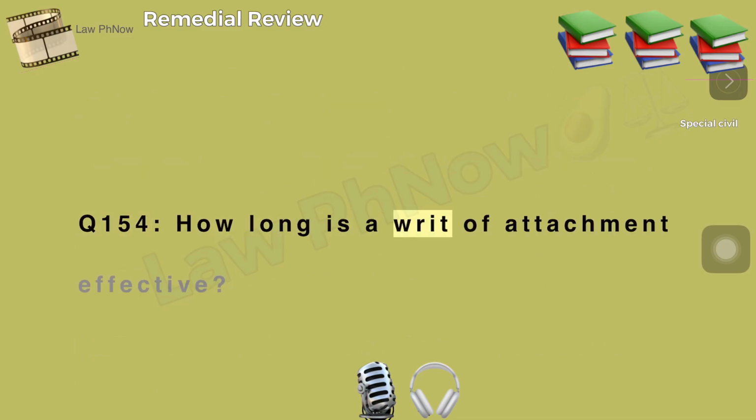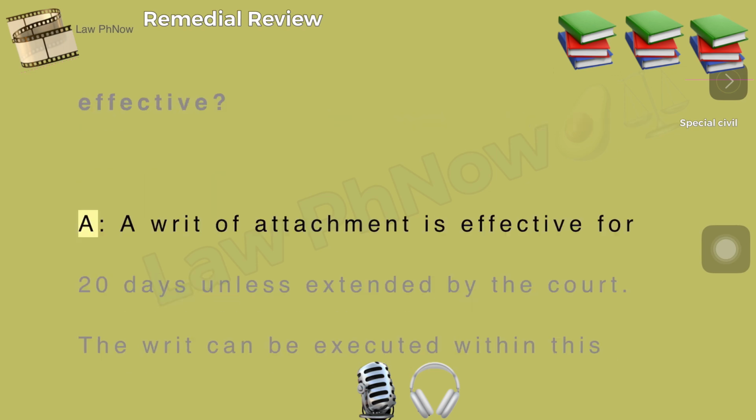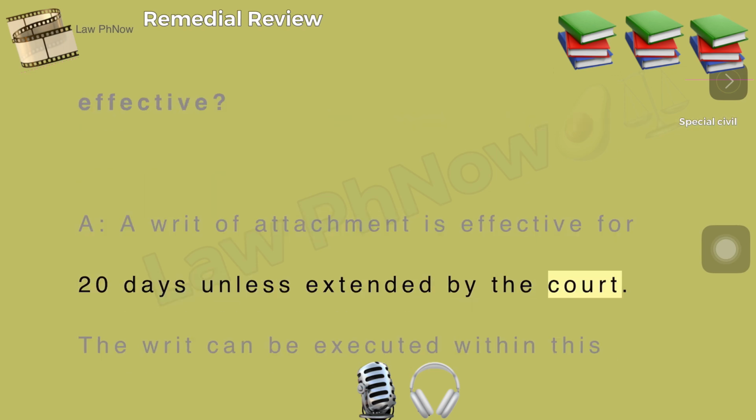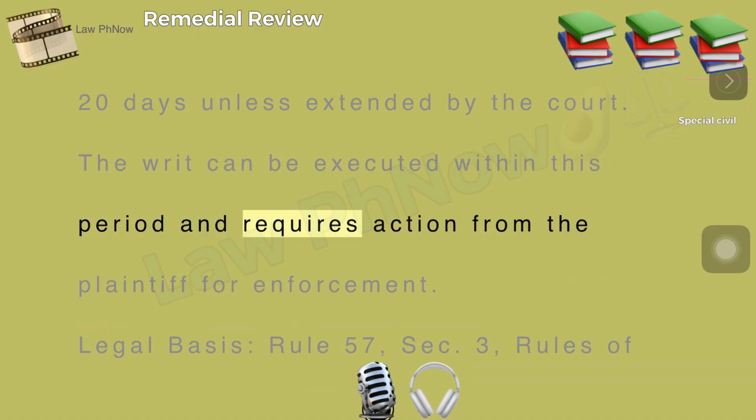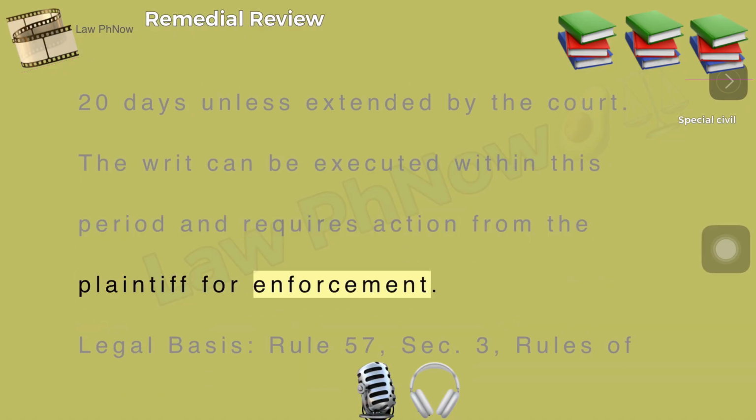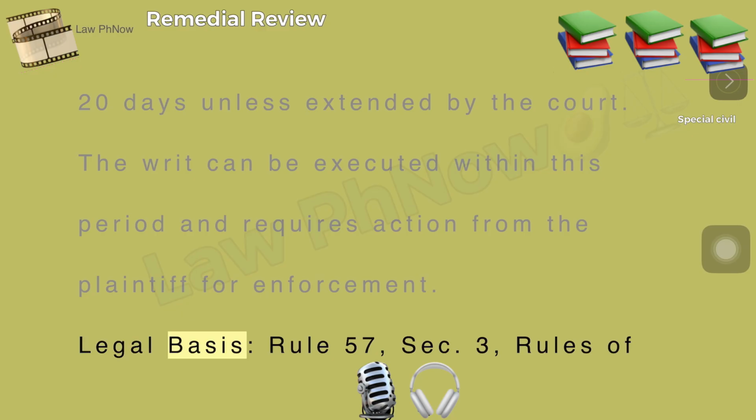Q154. How long is a writ of attachment effective? A. A writ of attachment is effective for 20 days unless extended by the court. The writ can be executed within this period and requires action from the plaintiff for enforcement. Legal basis, Rule 57, Section 3, Rules of Court.